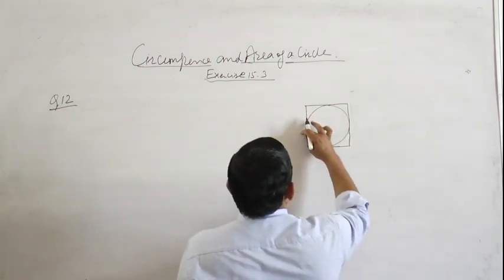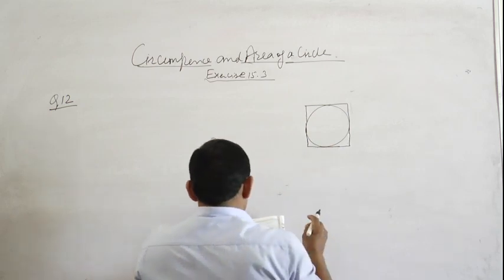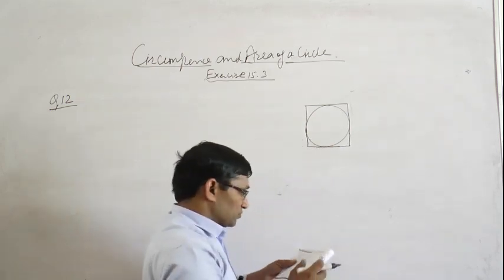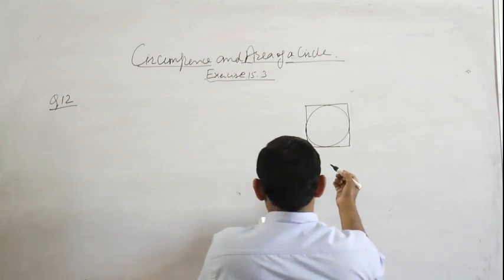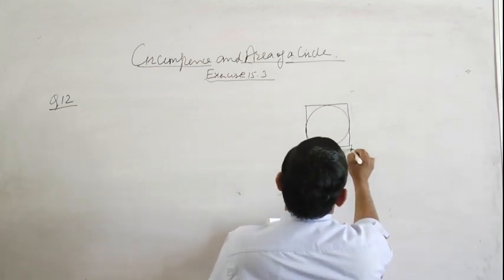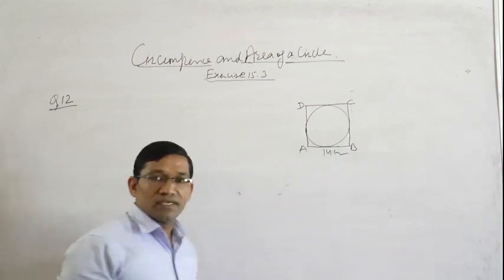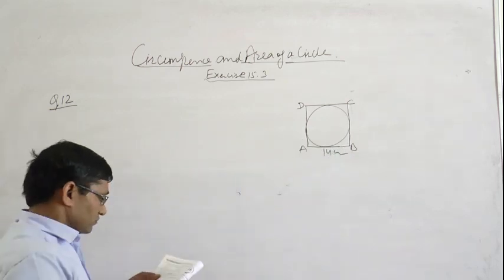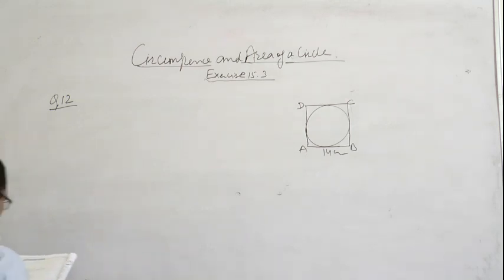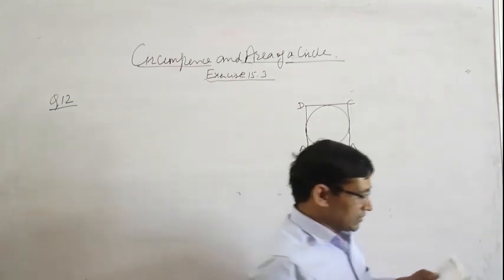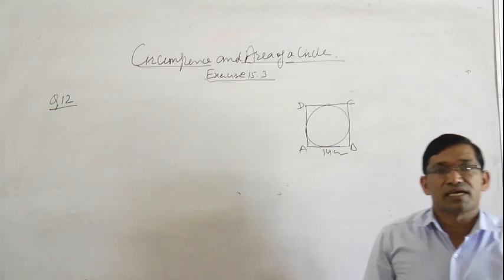In this question, the circumference of the inner circle of a square with side 14 centimeter. ABCD is square, ABCD is square having side 14 centimeter. The circumference of the inner circle of a square with side 14 centimeter.